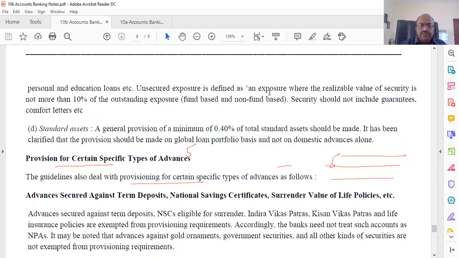Unsecured exposure is defined as an exposure where realizable value of security is not more than 10% of the outstanding exposure. Security should not include guarantees, comfort letters, etc. Now comes standard asset. For standard asset, a general provision of 0.4% of the total standard asset should be made. It has been clarified that provision should be made for the global portfolio and not domestic advances alone. Total advances, not individually. That's what they're saying.